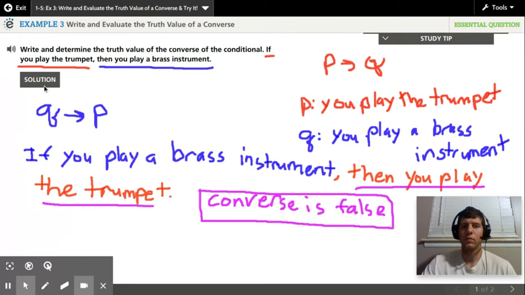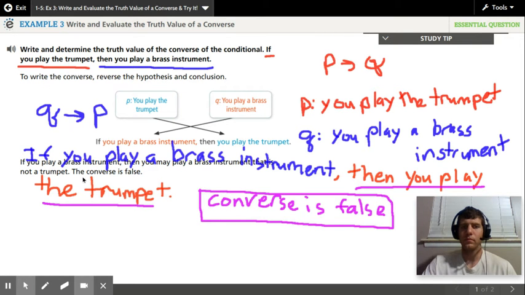Okay, and if we look at what they wrote for their solution, you could play some sort of other brass instrument that's not a trumpet. So the converse is false.